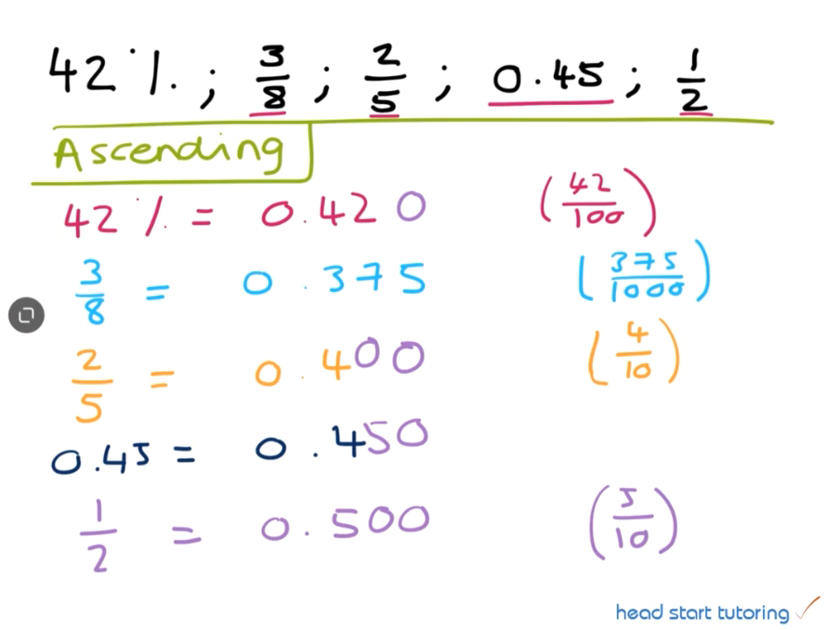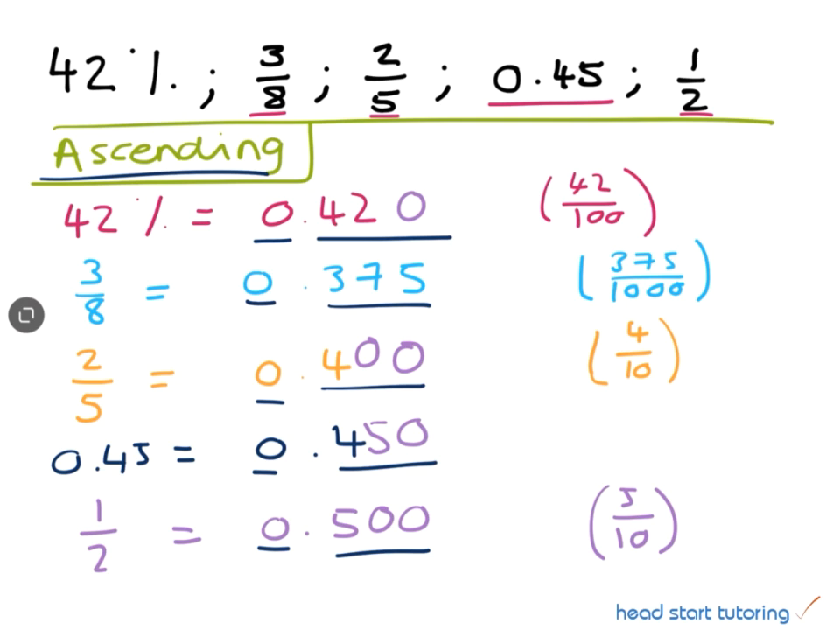the place values. So if we have got 0.420, each of our decimals has 0 noughts, so we can just have a look at our decimal places, and we can almost pretend that those are whole numbers. So we've got 420, 375, 400, 450, and 500. So we are going in ascending order, so we need to see which is the smaller decimal. So we can see that 3 is the smallest in our tenths column. So 0.375 or 3/8 is going to be the first number that we write down.